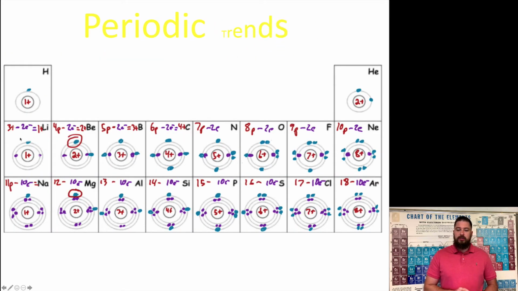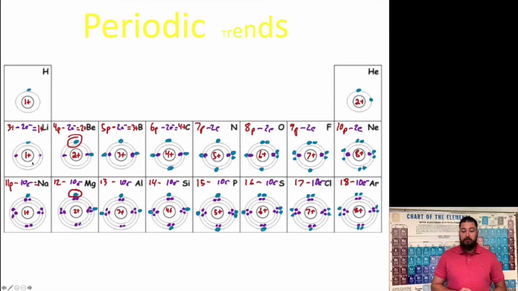Thinking about the energy required to remove this electron, this electron here is attracted to the nucleus. This electron will require less energy to remove compared to this one. The reason why is because this electron is attracted to a 2 positive charge. This is attracted to a 1 positive charge. So beryllium is going to require more energy to remove that electron. So beryllium will have a larger ionization energy.